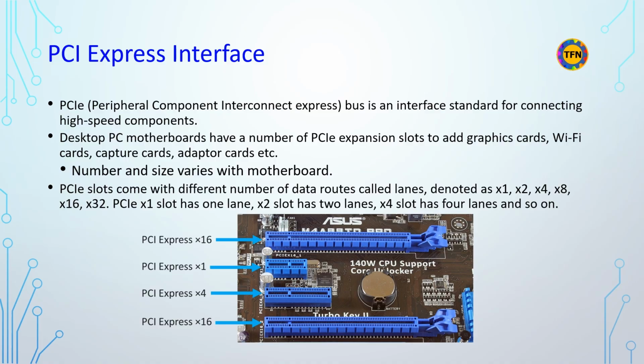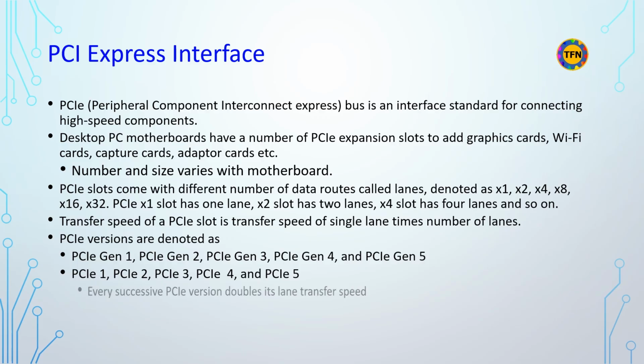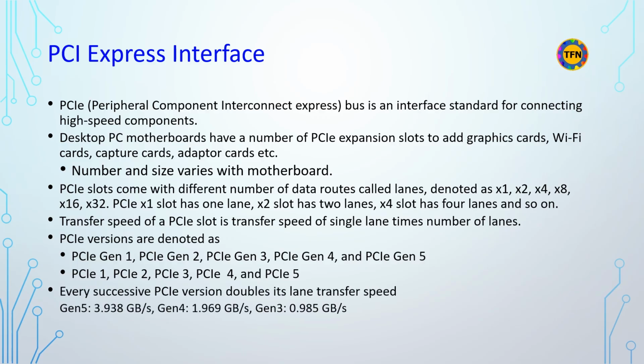A PCIe X1 slot has 1 lane, an X2 slot has 2 lanes, an X4 slot has 4 lanes, and so on. The transfer speed of a PCIe slot is the transfer speed of a single lane times the number of lanes. PCIe versions are denoted as PCIe followed by generation numbers, such as PCIe Gen 3 or simply PCIe 3. Every successive PCIe version doubles its lane transfer speed. Gen 5, 3.938 GB per second; Gen 4, 1.969 GB per second; Gen 3, 0.985 GB per second.